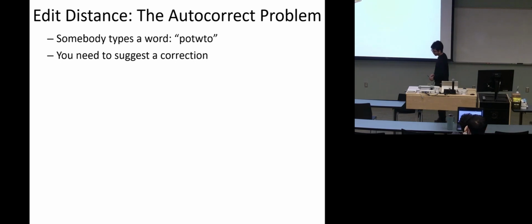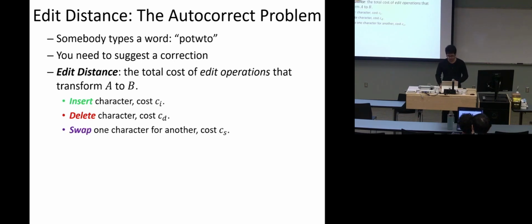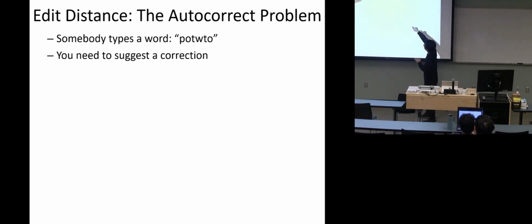Now let's look at one more example. The next example is the edit distance problem, or an autocorrect problem. For example, someone types a word, and then you need to suggest the correct word. So what you want to do is find some word that is close enough to this word and is a real word, right?